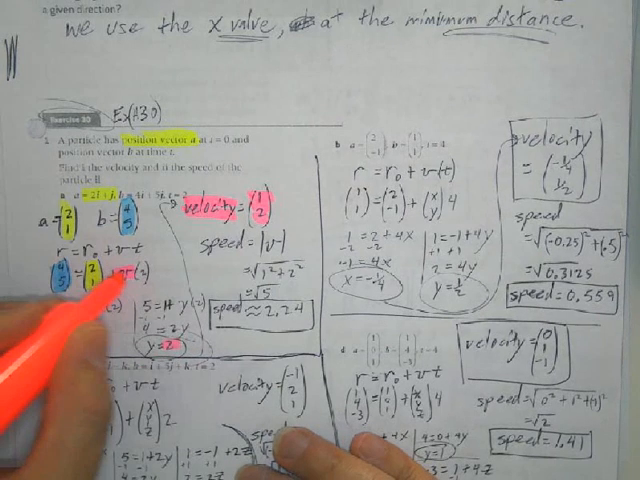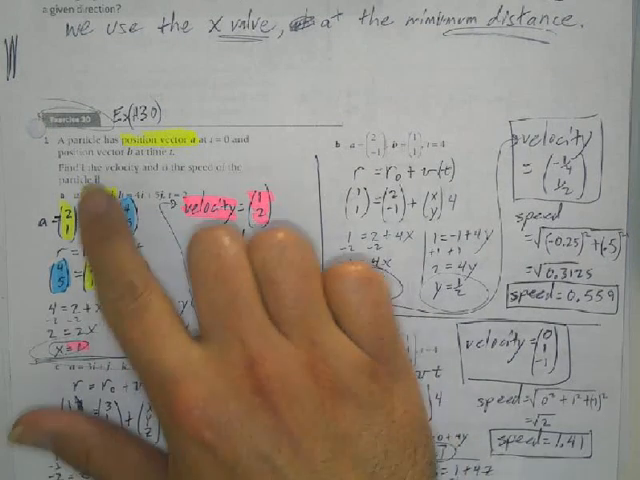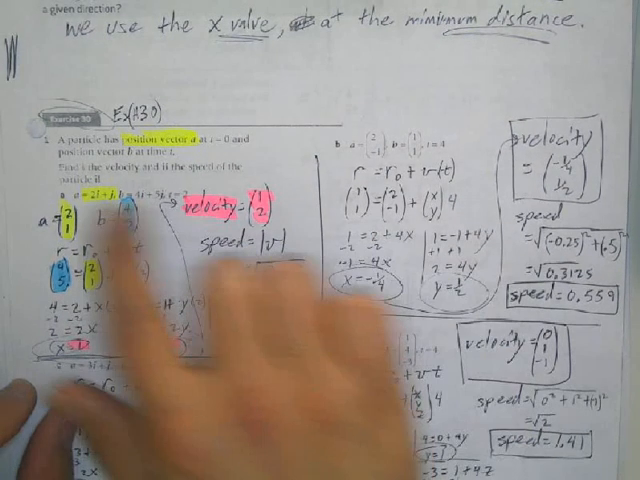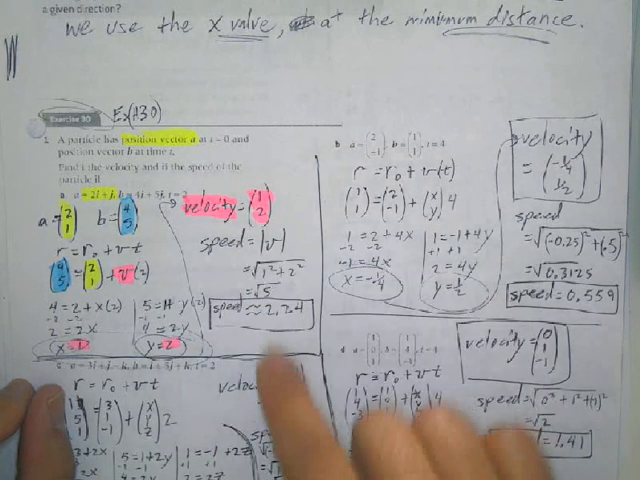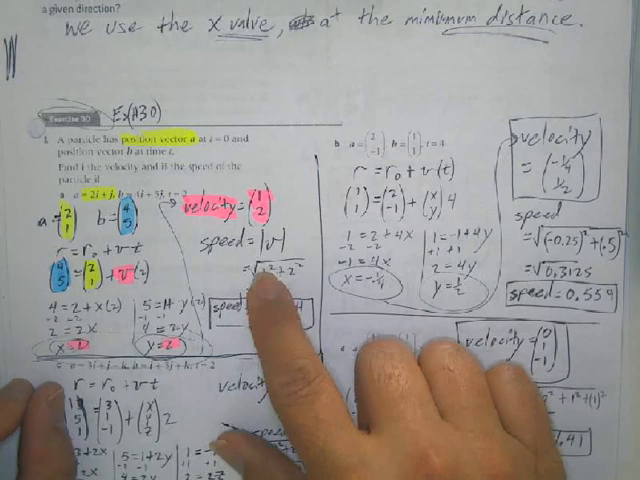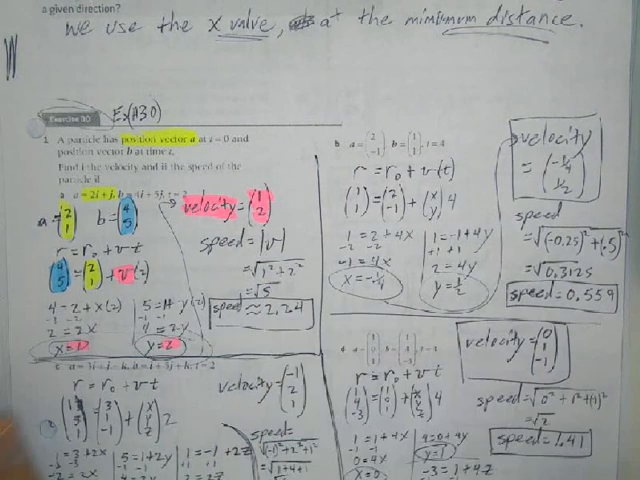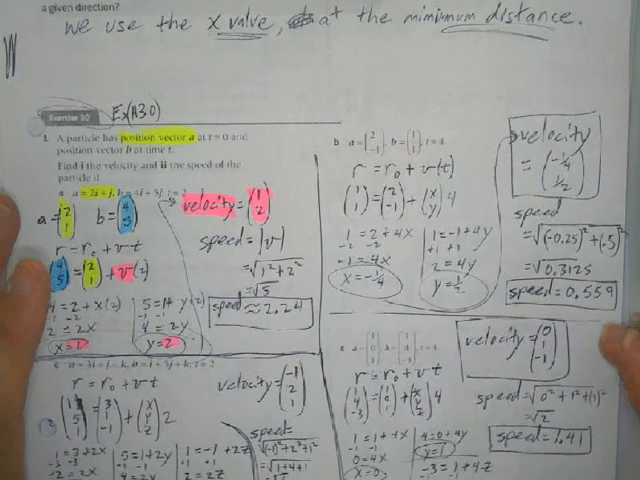So part I, I've just found the velocity. Part II, we're going to find the magnitude of my velocity. For the magnitude of my velocity, I use the distance formula, and there's my magnitude. All 4 of these are kind of the same process. Let me just go through C.